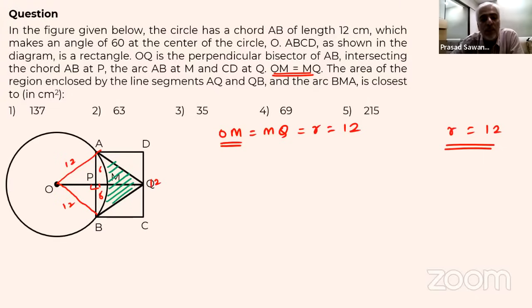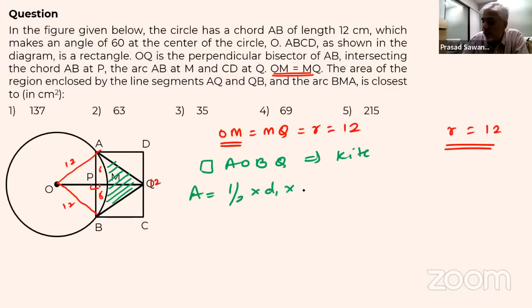The shorter method was, if you notice very carefully, quadrilateral AOBQ is a kite, and area of a kite is half into D1 into D2. One of the diagonals is 24 and the other diagonal is 12. So area is half into 12 into 24, which is 144.